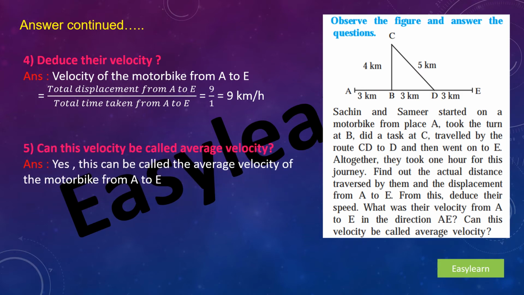Fifth, can this velocity be called average velocity? Answer, yes, this can be called the average velocity of the motorbike from A to E.